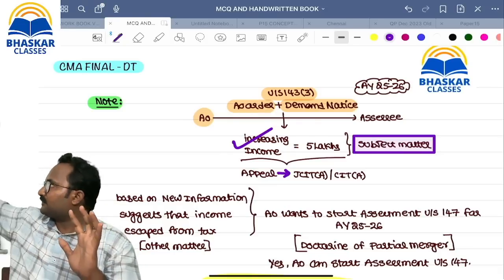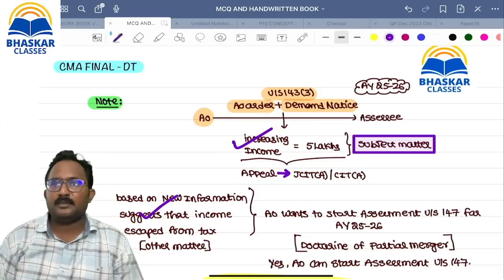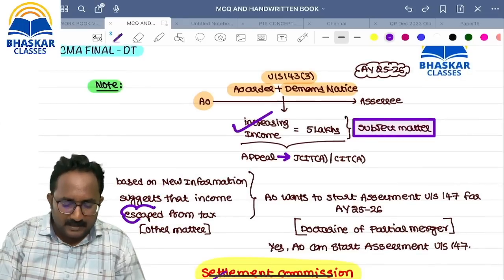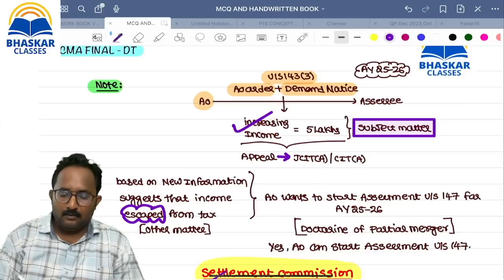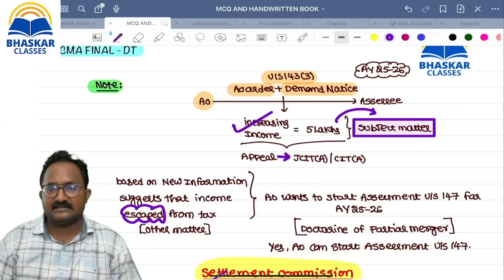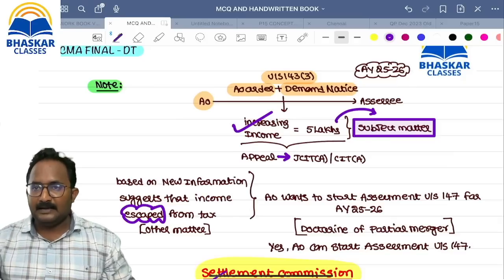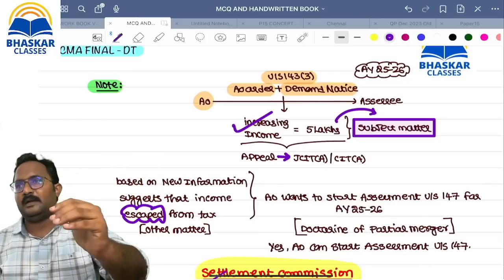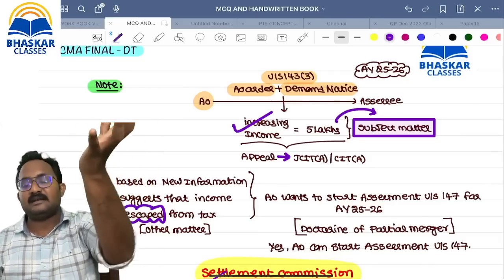During that appeal proceedings, based on one new information, the assessing officer identified that some income has escaped from tax. Remember, what is the subject matter? This 5 lakh addition is the subject matter of appeal. During the pendency of the appeal, one other matter is identified. Based on some new information, the AO identified some income has escaped from tax.